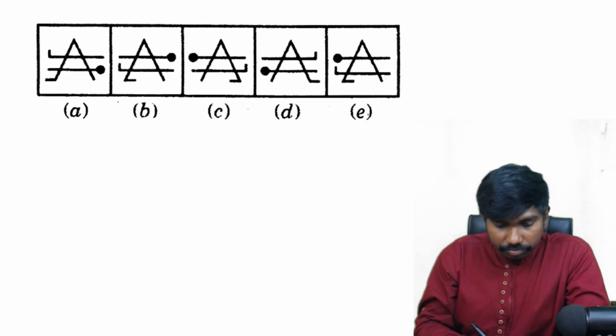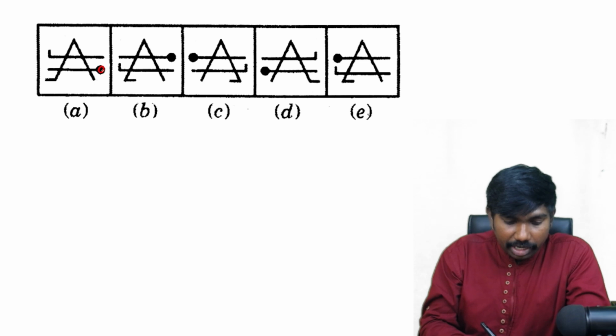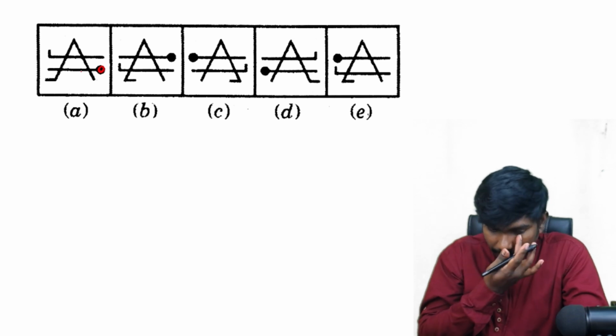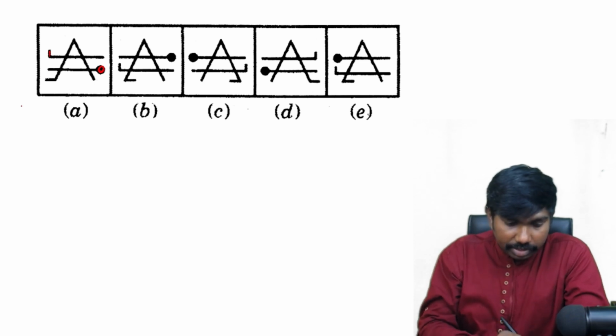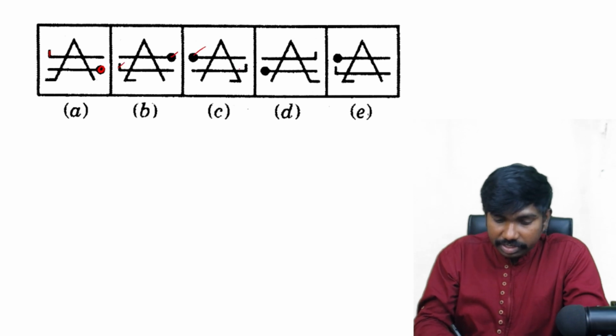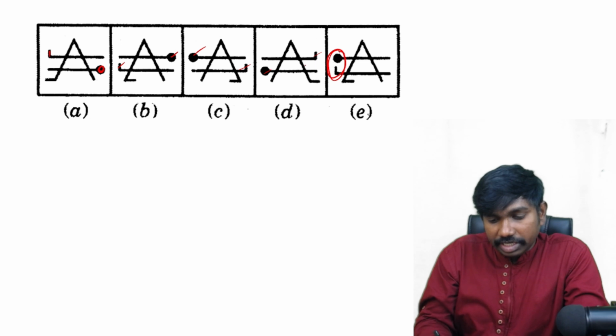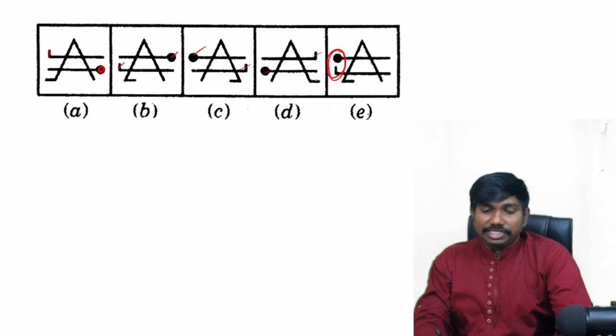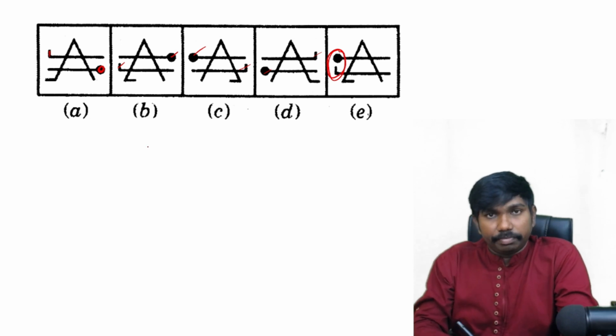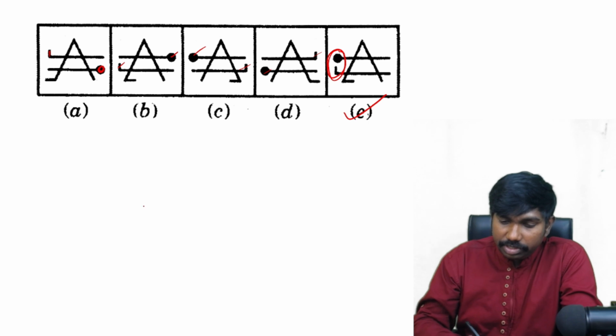Next one is the shaded dot, shaded circle and this line are on different sides. Here also on different sides, different sides. But here, the shaded circle and that extra line are on the same side of this figure. Okay, answer is option E.